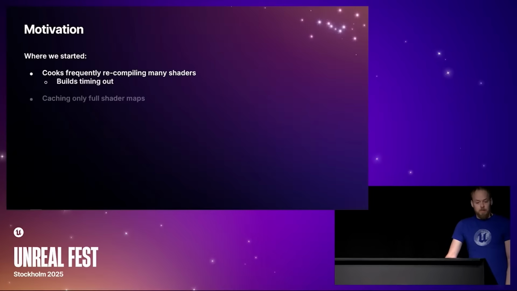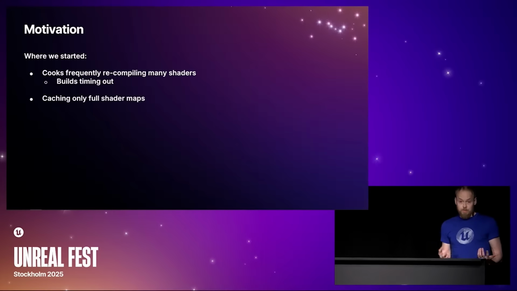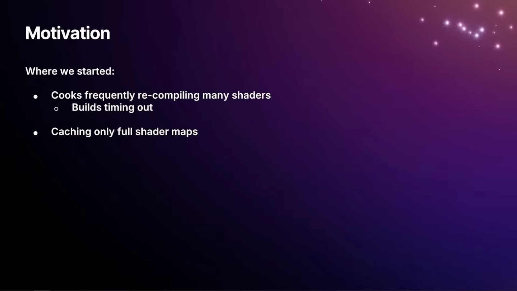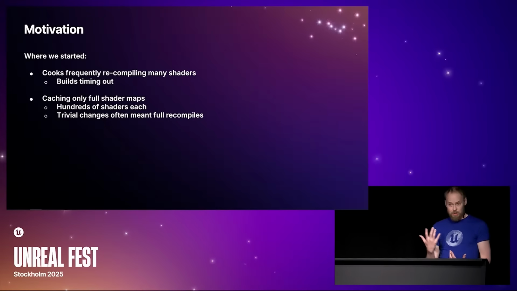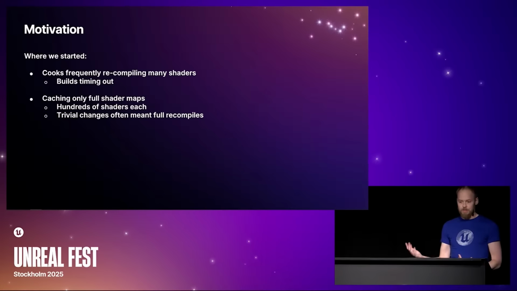Now, the main driver of this problem was just frequent shader code changes from our rendering team, stressing the shader derived data cache mechanism, DDC we call it. So we're only caching full shader maps. Full shader maps generally contain tens to hundreds of shaders each. And the cache key of these shaders was based on a hash of all the source and a bunch of other settings that went into the shaders in that shader map.